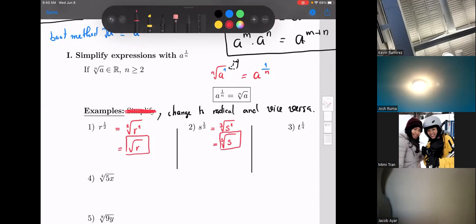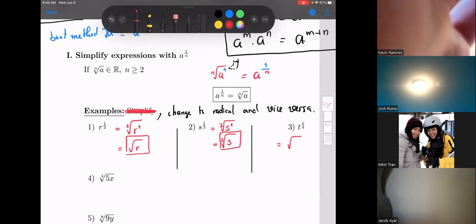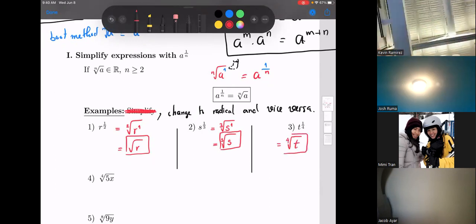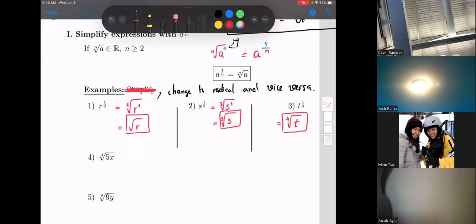Okay, you've got to be able to tell me what t to the 1/4 is equal to. So there's a root, and then what root, square root, cube root, 4 root, right? 4th root of t. That's it.